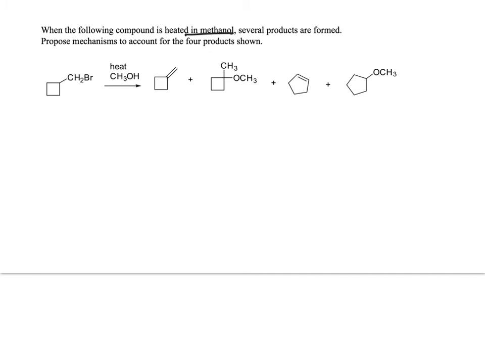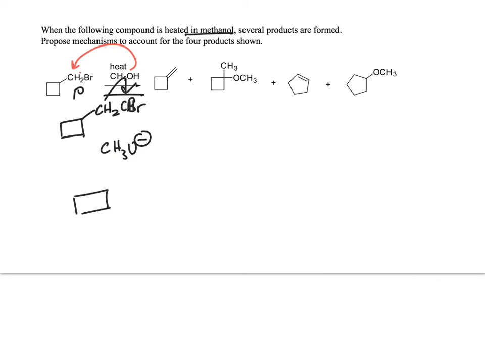When the following compound is heated in methanol, several products are formed. Propose the 4 products mechanism. So the first thing you want to do is heat and methanol. So go ahead and what if you have, let's do carbocation, let's do a primary. Are we going to have a primary? This is a primary, so let's just actually have the nucleophile coming in and this leaving.